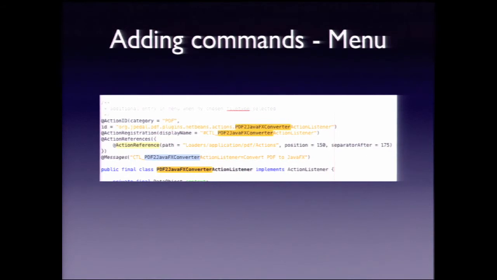And you'll notice I have a couple of annotation commands. I've got an action ID, which tells me the category. I've actually got an ID for the object, and I've got some registration details, and a message, which is the convert PDF to JavaFX. And that's it in terms of adding a command to NetBeans. That will now appear on the menu when the PDF files are selected.